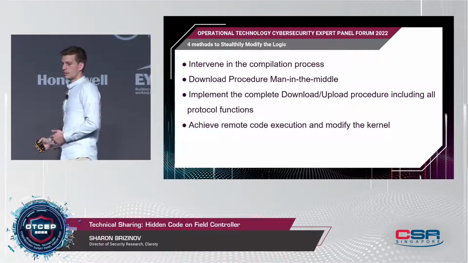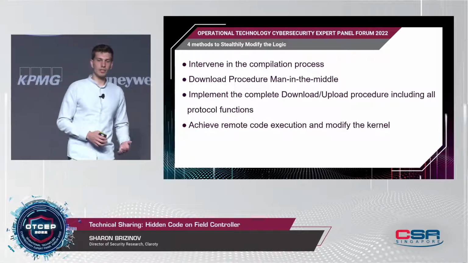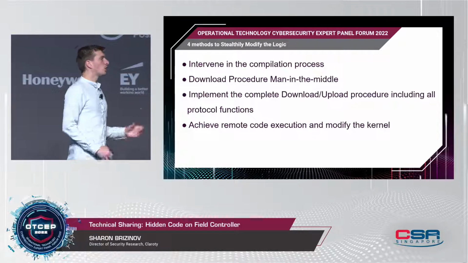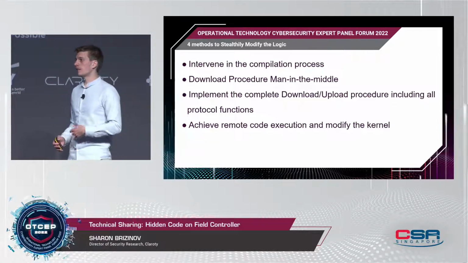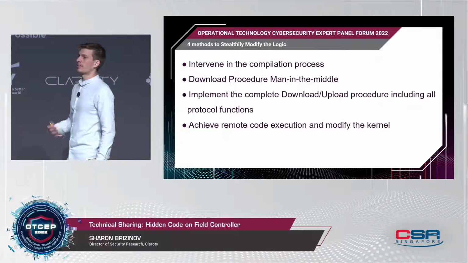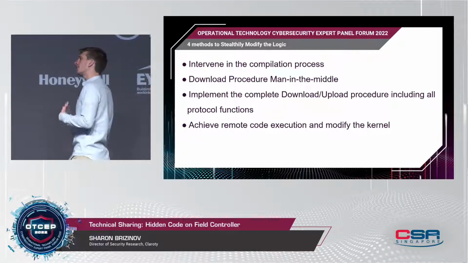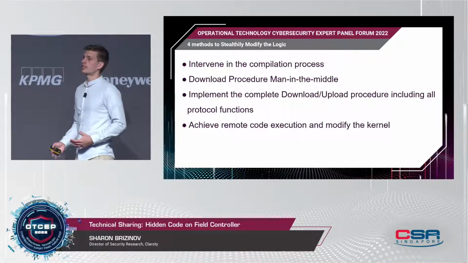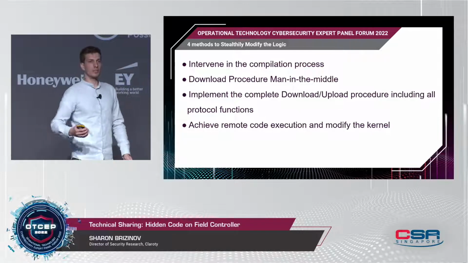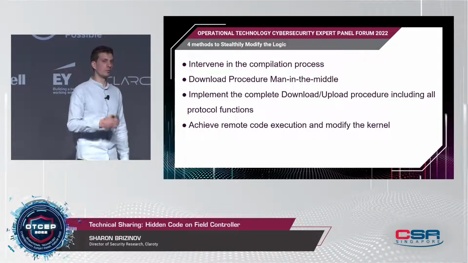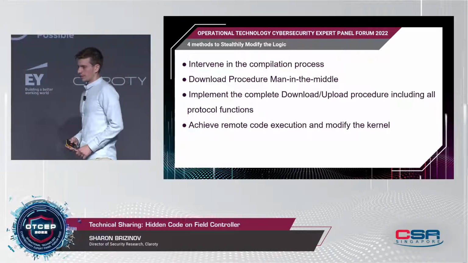We talked about Stuxnet, and we talked about some other methods. We talked about download procedures, man-in-the-middle attacks. We've talked about implementing the entire protocol stack, including download, upload, and compilation. And we've talked about achieving remote code execution in the kernel level. All of these methods allow you, or attackers, to actually modify bytecode on the PLC without the engineering station noticing this. And this is the key for hiding code on PLCs.